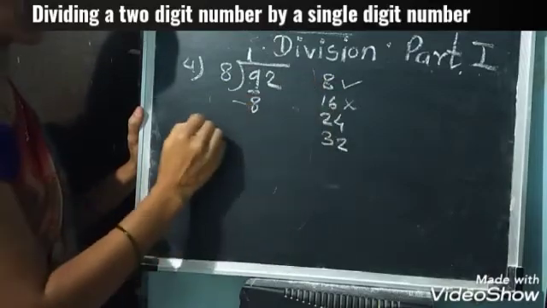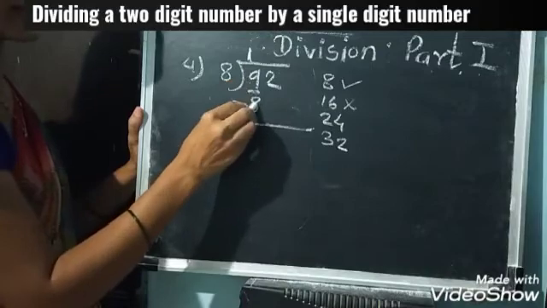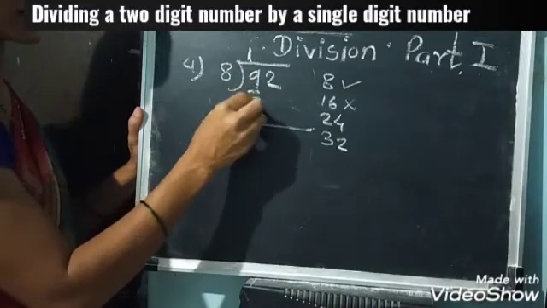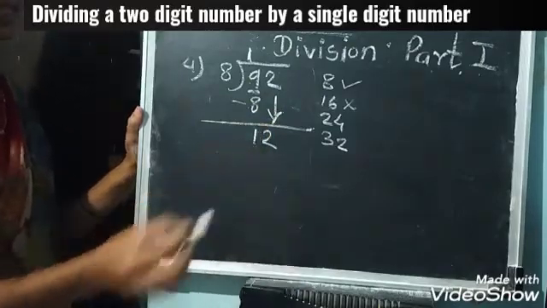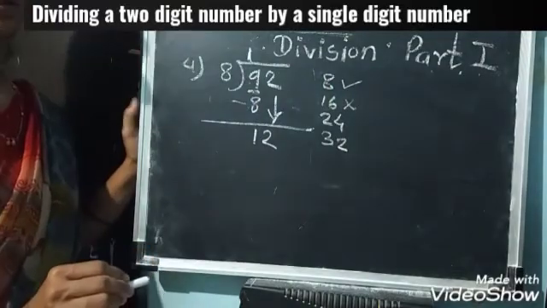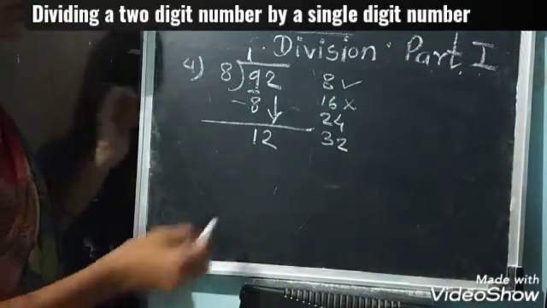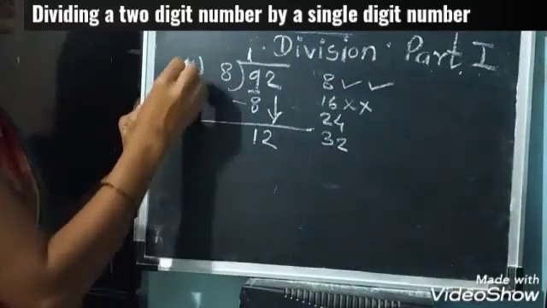This 8 we have to do subtraction here. Subtract 8 from 9. What remains? 9 minus 8? 1. Now these two, take it down. What number did we get? 12. Is there 12 in the table? There is no 12, and we can't take 16. We have to take again 1.